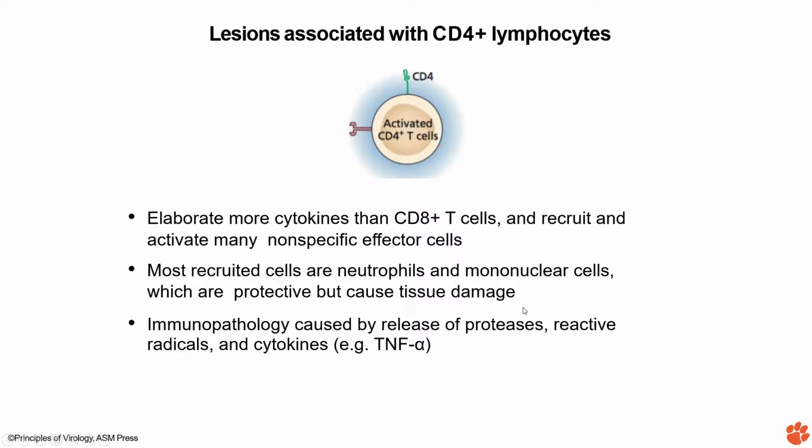Immunopathology is caused by the release of proteases, reactive radicals, mainly reactive oxygen species, and cytokines like TNF alpha. These can all damage our own tissues.